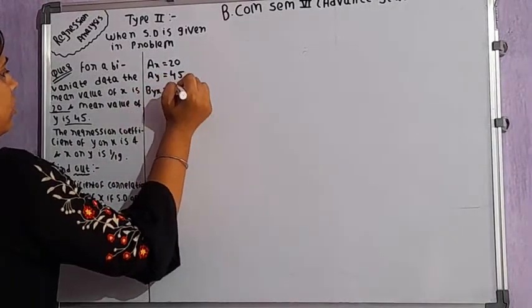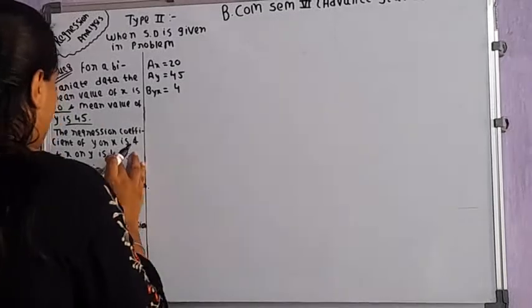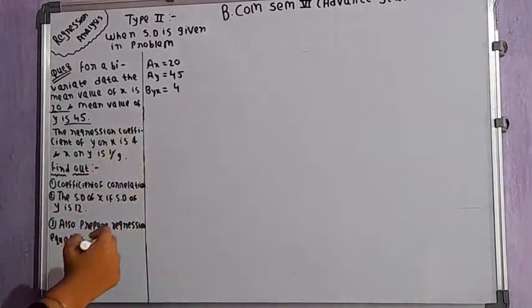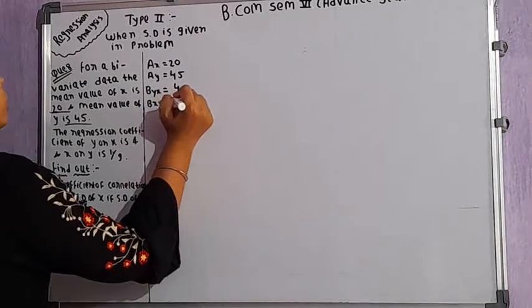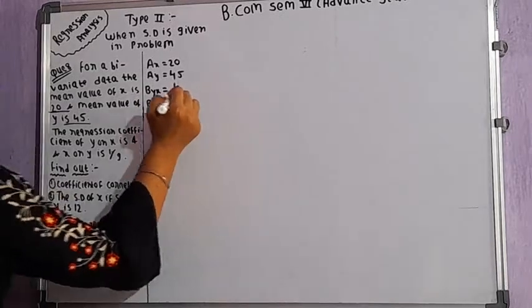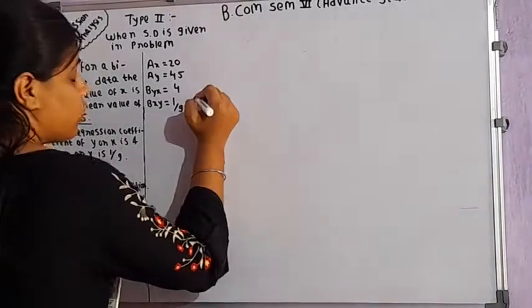byx is 4. Then the regression coefficient of x on y is 1 divided by 9. So the regression coefficient of x on y means bxy is equal to 1 by 9. We are going to simplify this 1 by 9. So 1 divided by 9 comes to 0.11111. We are going to take up to 4 digits.